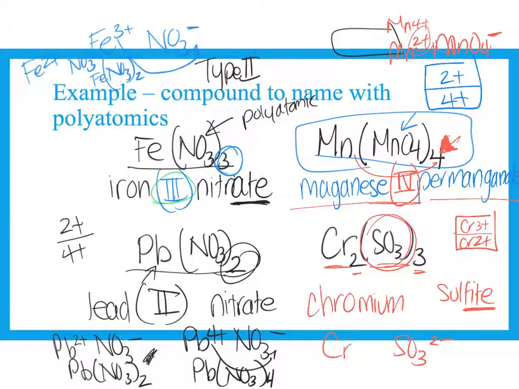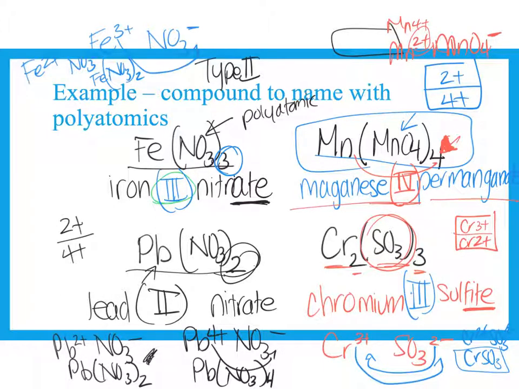And if, let's say, I pick chromium 3 positive, see that the 3 would go down here, right? And the 2 would go over here. So this is indeed chromium 3 sulfite. If it was chromium 2, what would happen is that they both cancel out, so we wouldn't have any extra numbers. It would actually look like this instead. So this is chromium 3 sulfite.